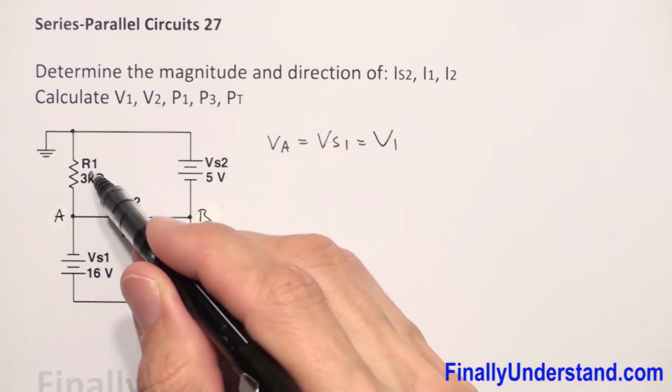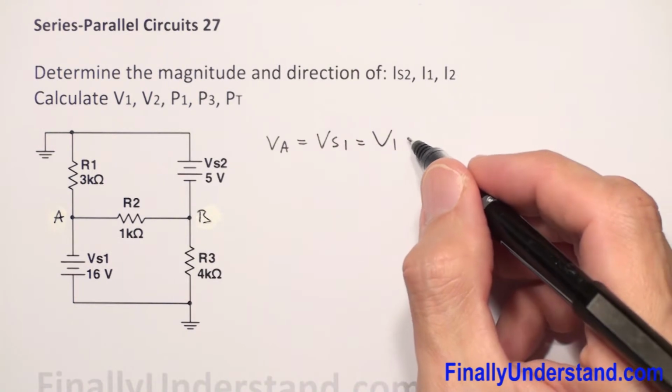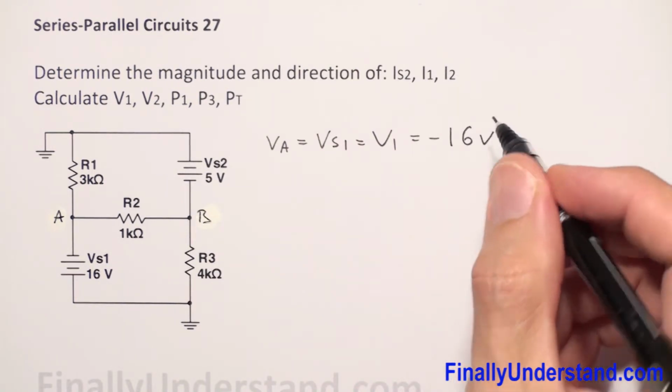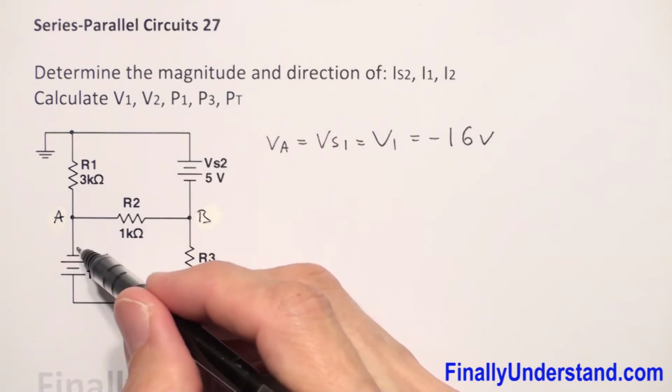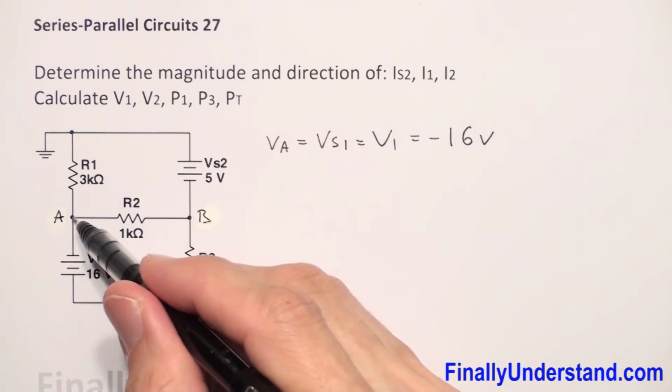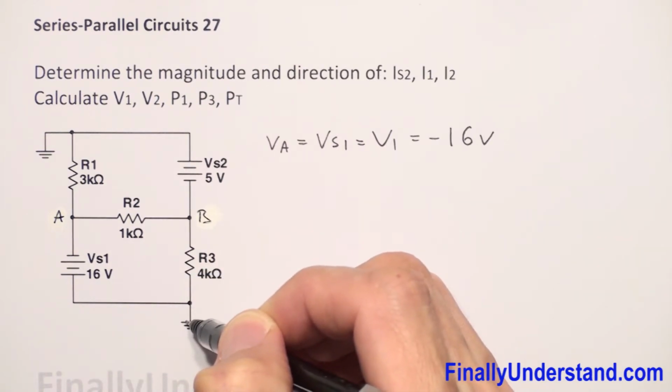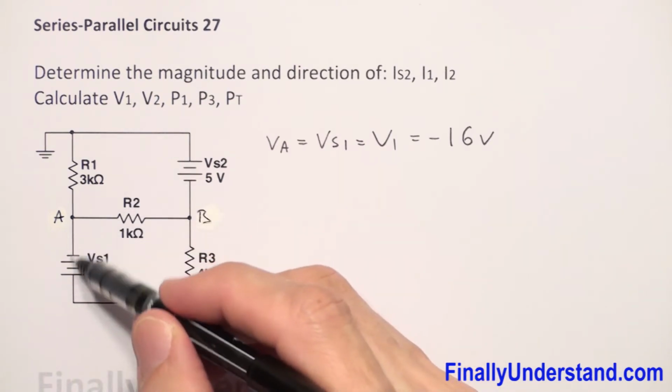This is the voltage across resistor R1, and this is equal to negative 16 volts. Why? Because this voltage source is connected to this point by its negative terminal, and the other terminal is connected to ground. Okay, so this is my VA.